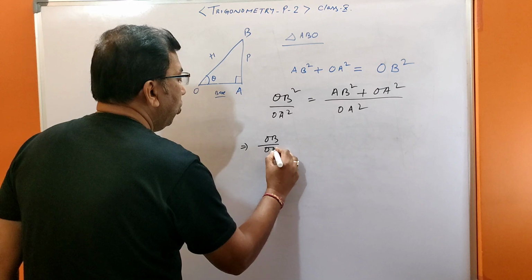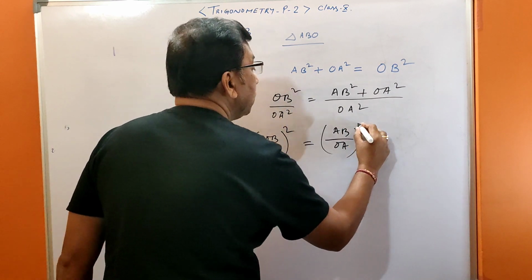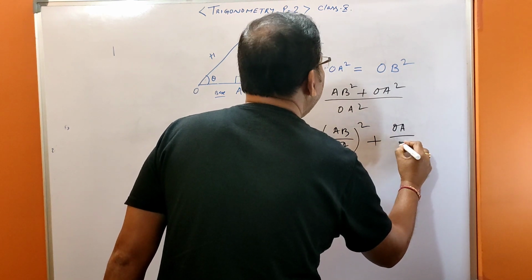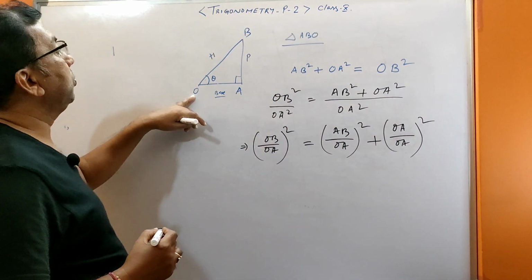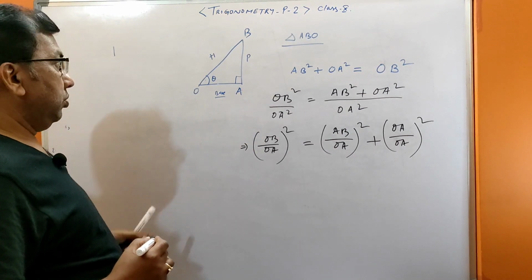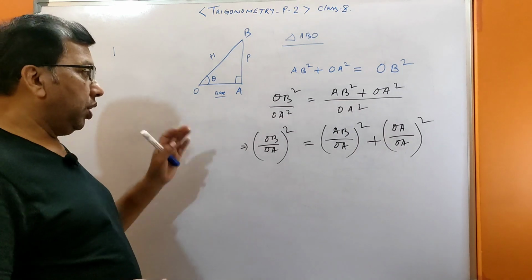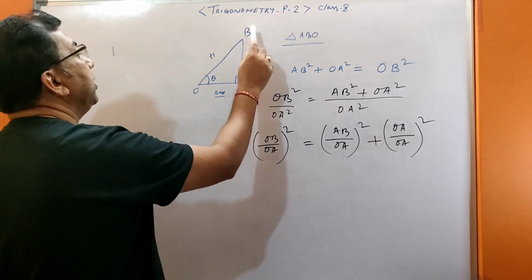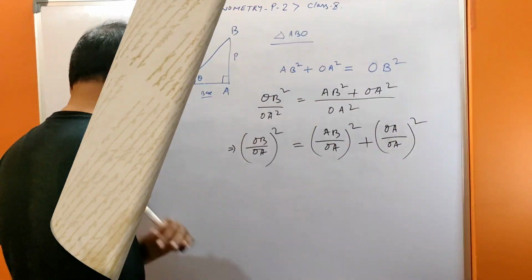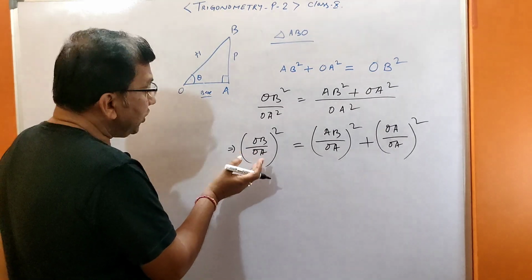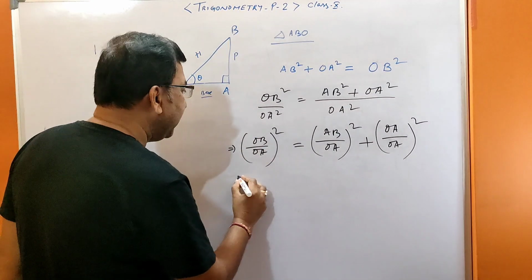So what will be here? OB by OA whole square equals to AB by OA whole square plus OA by OA whole square. What will OB by OA be? You should remember this. AB by OA, and OA by OA is 1. OB by OA is sec theta, because it is the opposite of cos, which is OA by OB, base by hypotenuse. Reversed, this is sec square theta.